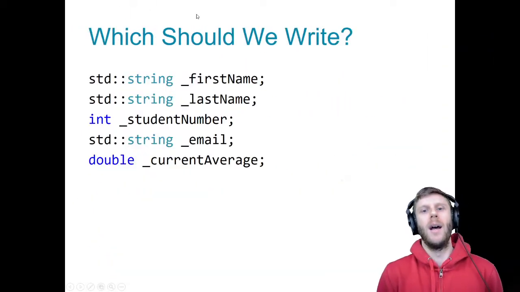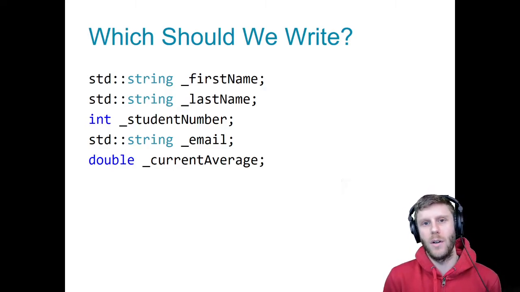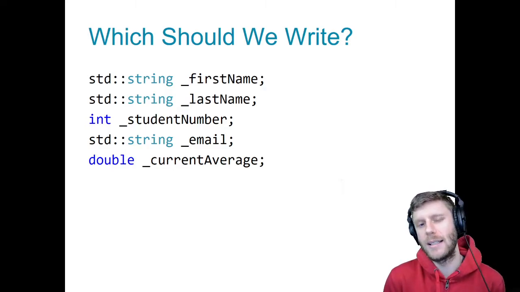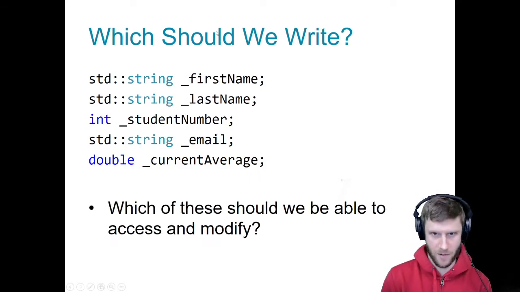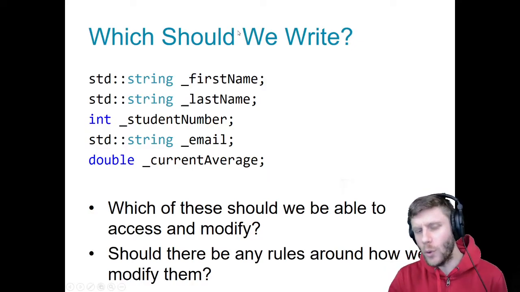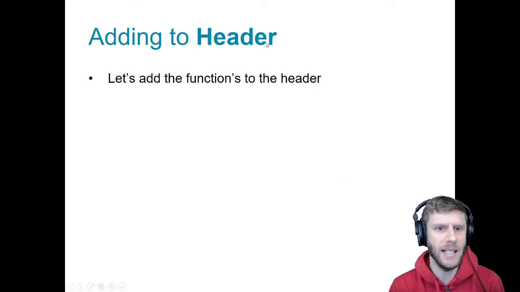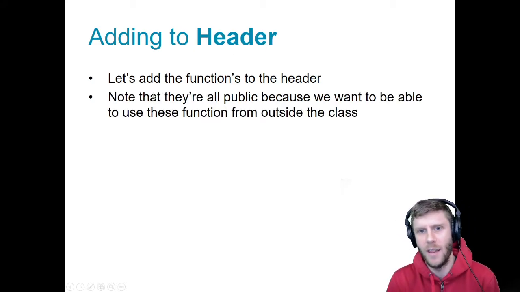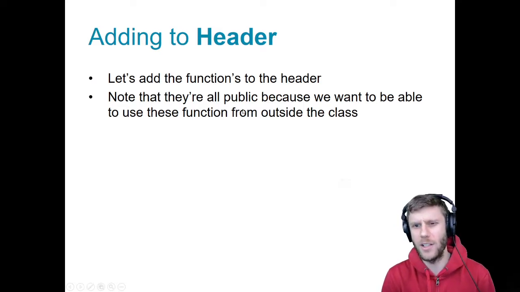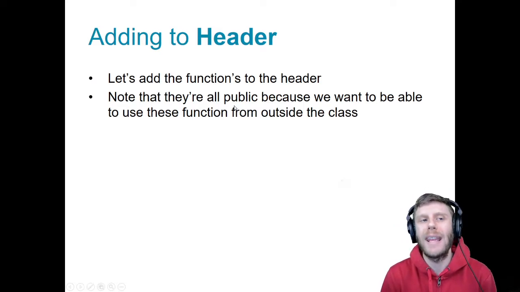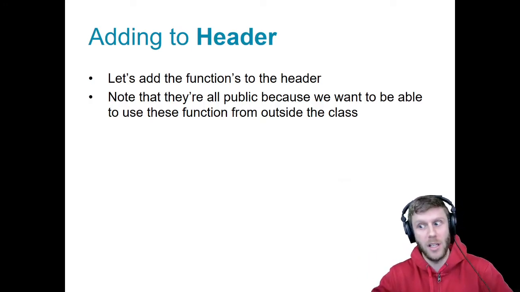Now, which of these attributes should have getters and setters? Which of these should be able to access and modify? Should there be any rules about how we modify them? So, adding to the header, let's add a function that's going to be like a getter. We're going to add getters and setters, but all these functions we're going to make public, because when they're public, we can use those things.